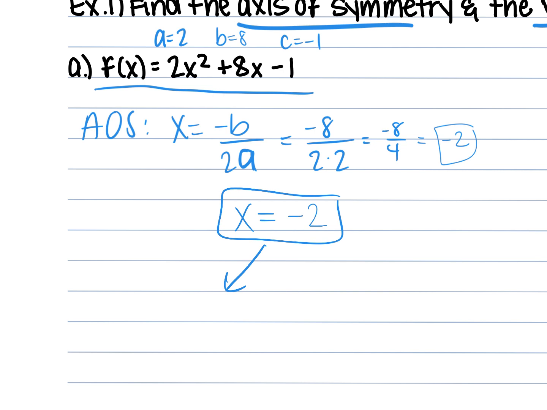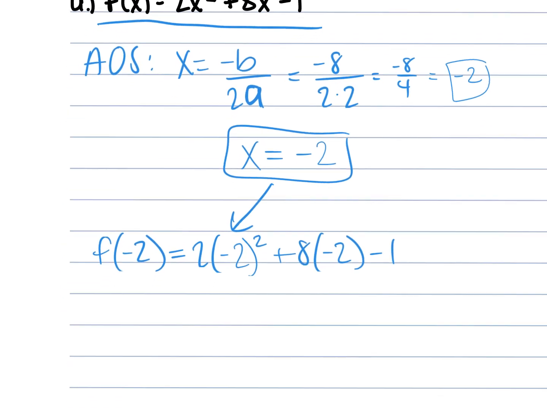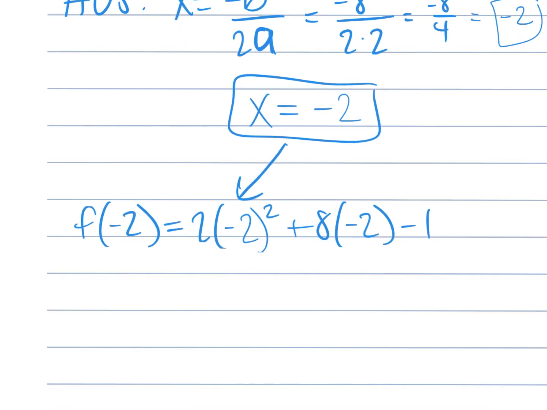So watch, we're going to take this negative 2, and we're going to plug it in for x in our original function. So we're going to say f of negative 2 equals 2 times what? Negative 2 squared plus 8 times negative 2 minus 1. There is a lot going on, but it gets really simple once we start to use our order of operations. What do I do first here? Parentheses, but is there anything to solve inside the parentheses? No, there's nothing inside the parentheses, so then we move on to exponents.